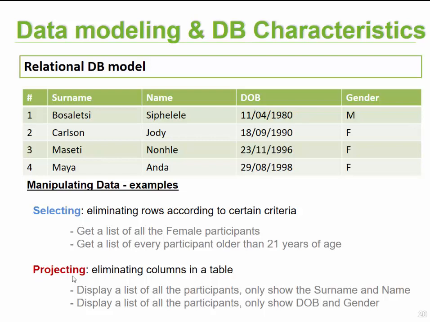So eliminating rows based on certain criteria. If we look at the next one, projecting, we said it's eliminating columns in a table. So now for the same set of data I can go and say, show me a list of all the participants but only show the name and surname. So it's only going to show that and it's going to exclude the other 2 attributes or columns. Another example, display a list of all the attributes but only display date of birth and gender. Again, it's going to exclude the names and the surnames.